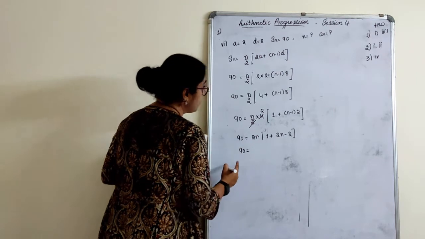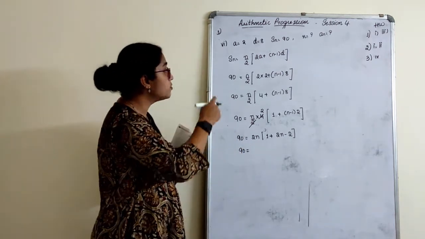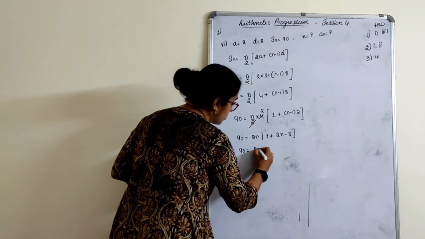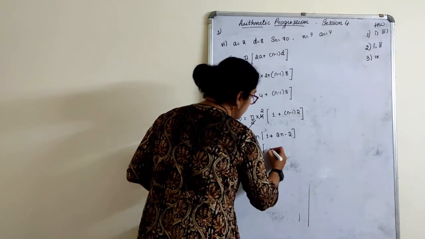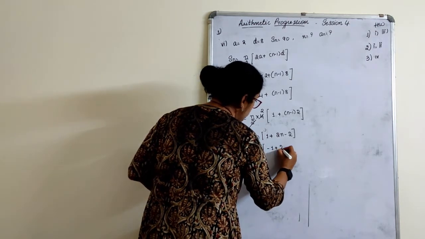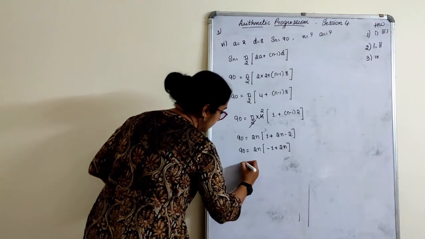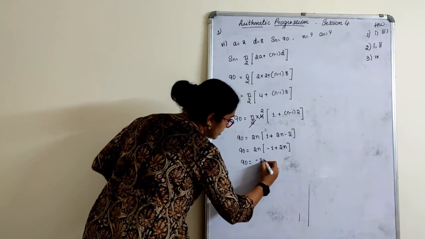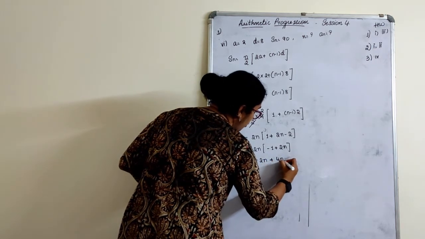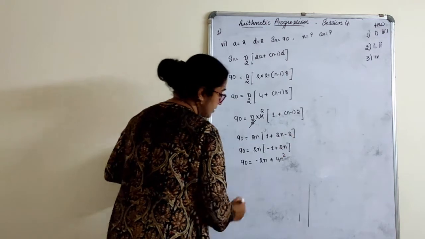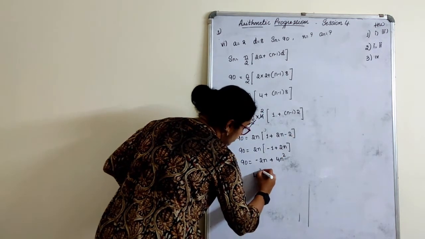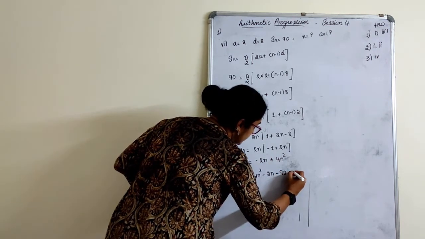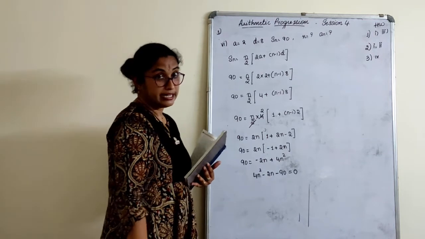90 is equal to, and remember, whenever you are finding N using the Sn formula, that will be a quadratic equation. Remember that. 90 is equal to 2N into 2 minus 1 is minus 1 plus 2N. Multiply. 90 is equal to 2 into minus N is minus 2N plus 4N square. Shift this to this side. 4N square minus 2N minus 90 is equal to 0. I can take 2 common here.